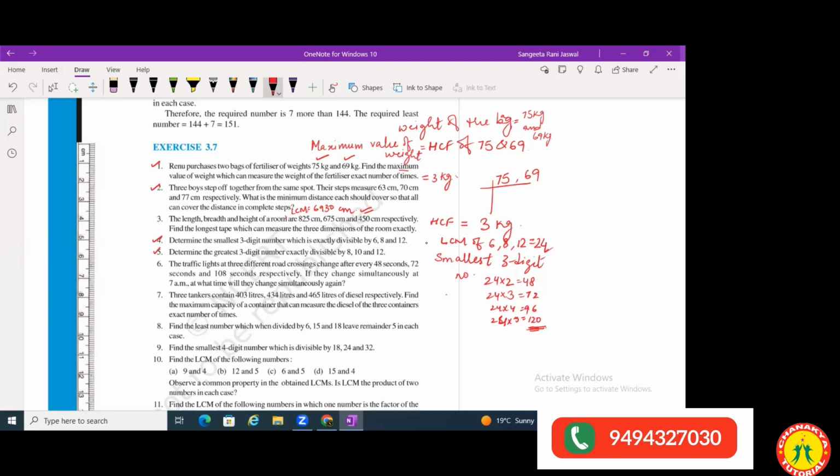Ma'am, we are going to find the HCF. No. It seems like the previous question only. But in that case, you had to find the smallest number. In this, you have to find the greatest 3-digit number which is exactly divisible by 8, 10, and 12. So in this case also, you will find the LCM first, and then see the multiples of that LCM which give you the greatest 3-digit number. First, find the LCM of 8, 10, and 12.